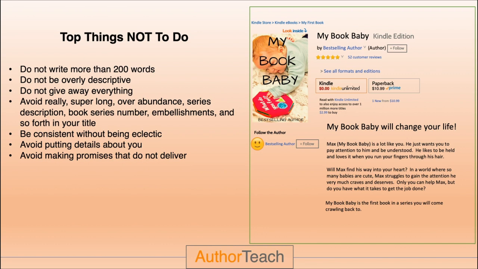Do not write more than 200 words. Do not be overly descriptive. Do not give away any key plots or points. Although this is not in the description, avoid using a really super long overabundance of keywords, series description, book number, and so forth in titles. Basically, you should simply put the title and an even simpler subtitle. Only if the subtitle is called for, adds value to the title, or embellishes upon a point, you should put a subtitle. If not, just put a title.